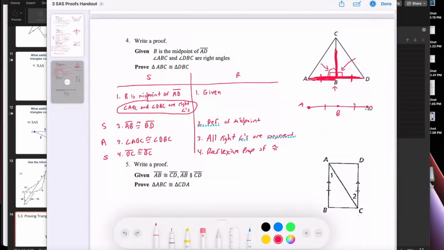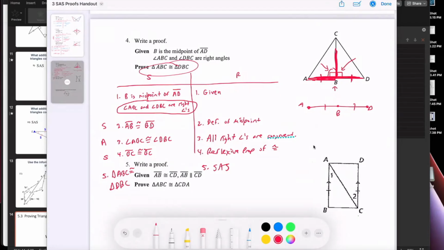So our final statement can now be triangle ABC is congruent, I'm just copying this down, to triangle DBC. And that would be, once again, side angle side. All right, so I do want to end off there.